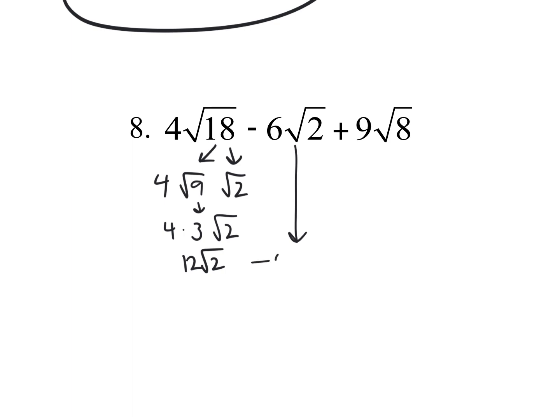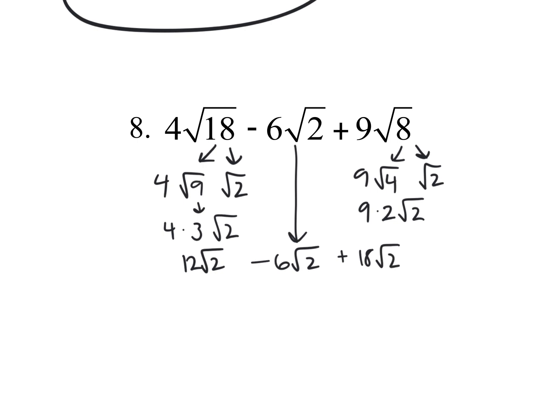This -6 square root of 2 is already simplified, and then I have to simplify the square root of 8, which is the square root of 4 times the square root of 2 with a 9 in front. And then it becomes 9 times 2 square root of 2. So this would be 18 square root of 2. So now I can go ahead and combine my coefficients. 12 minus 6, that gives me 6 square root of 2. And then I've got plus 18 square root of 2. So 6 plus 18, that gives me 24 square root of 2.